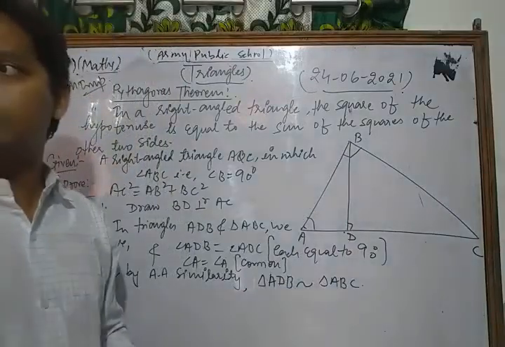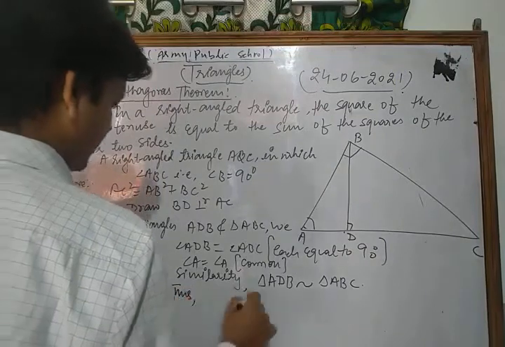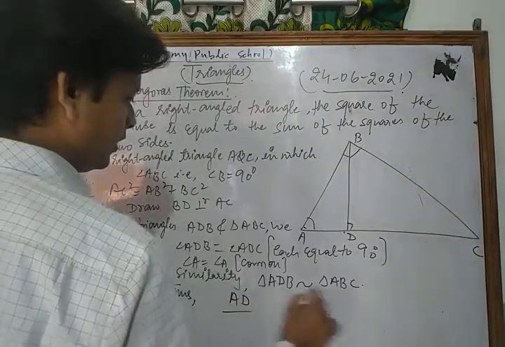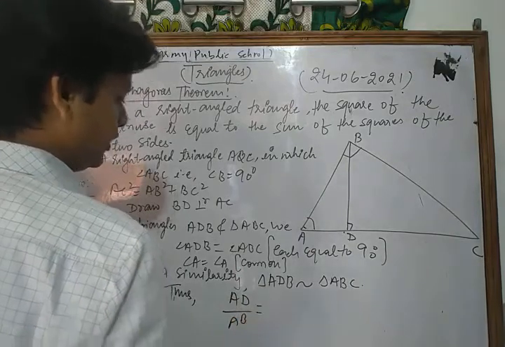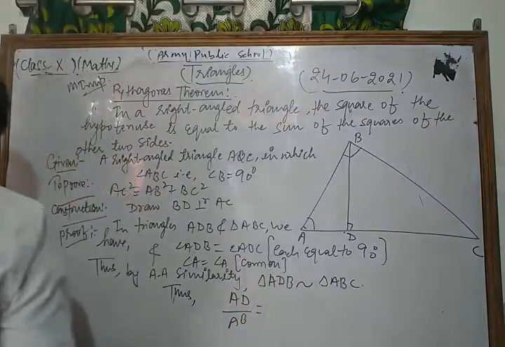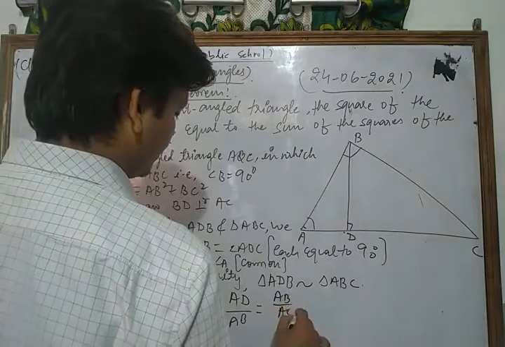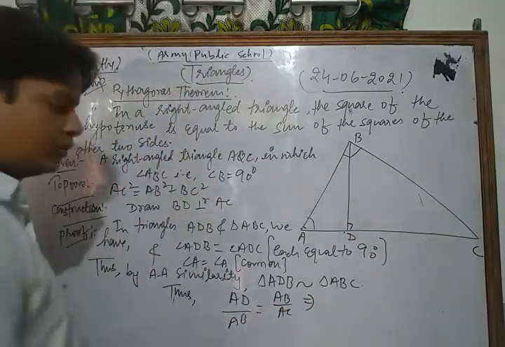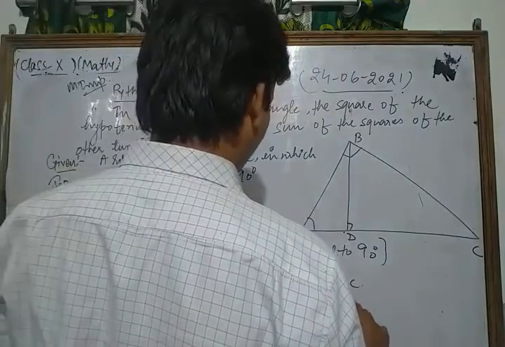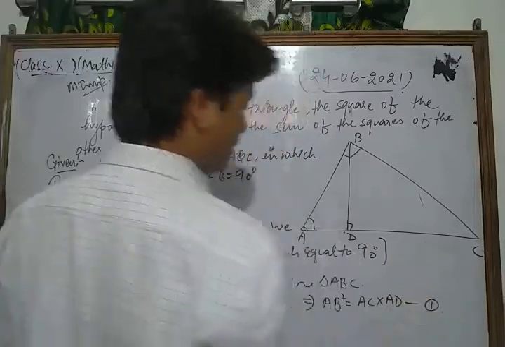Thus what do we get? AD upon AB is equal to AB upon AC. Now we do the cross multiplication. So we get AB square is equal to AC into AD. Take this as equation number one.